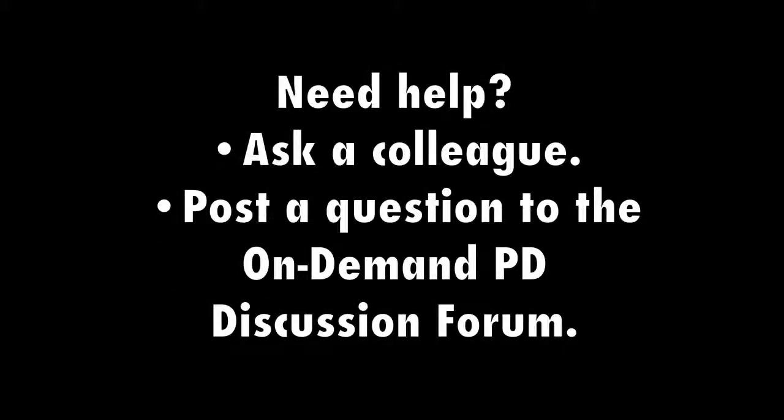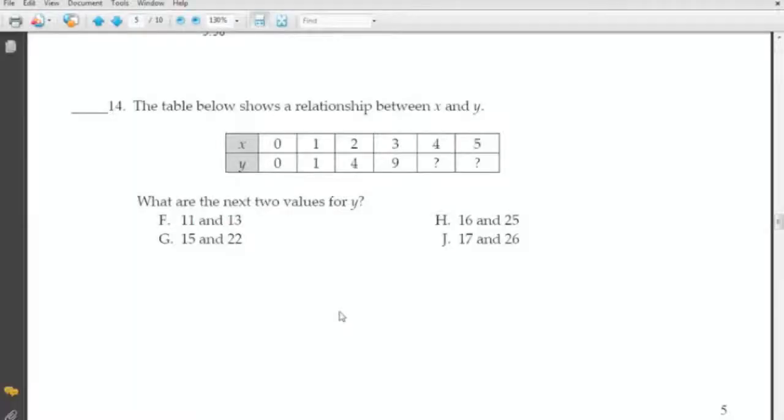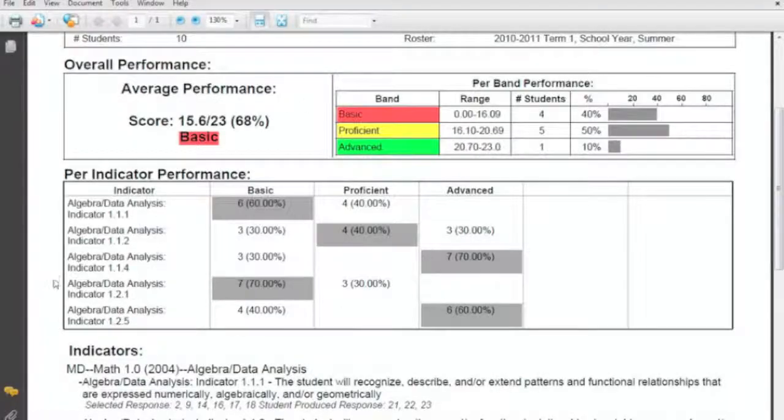Use your best judgment, and if you're still not sure, feel free to ask a colleague at your school or post in the discussion board. To finish the last indicator, the other one that I chose to remediate, which in this case would have been ADA Indicator 1.2.1, I would just repeat the process, looking at the test again to see what types of questions are asked for the indicator, and plan a review or reteaching strategy accordingly.